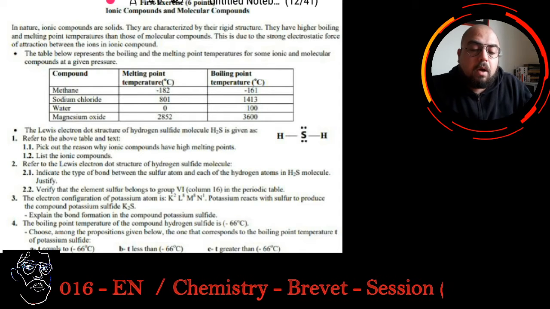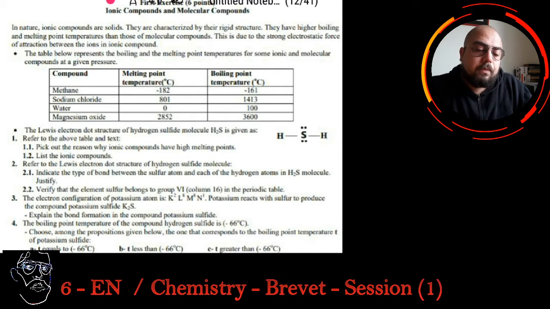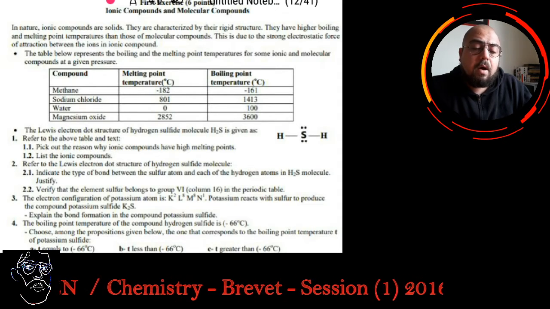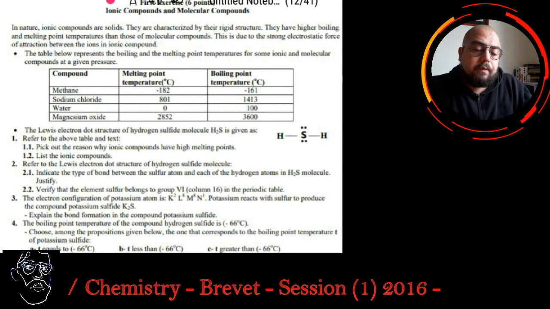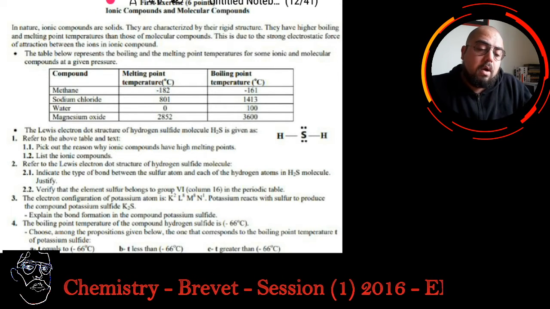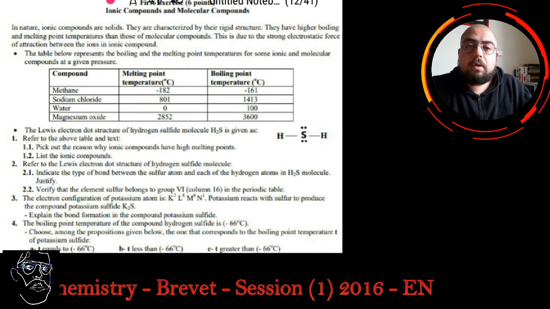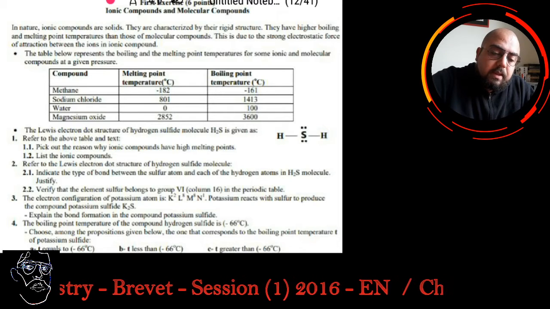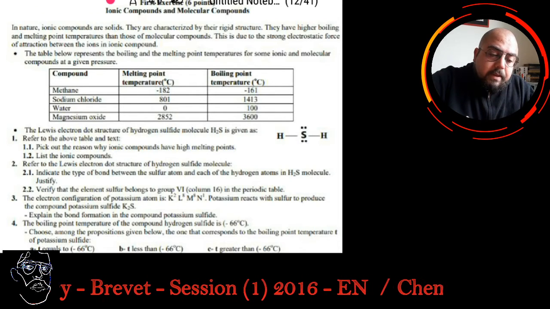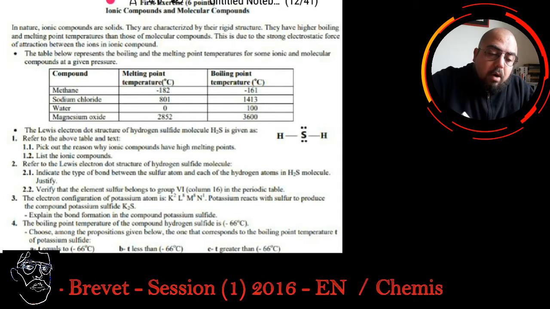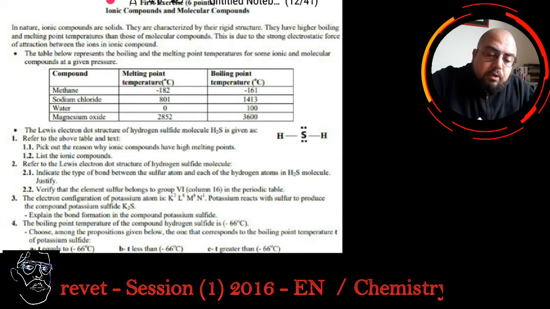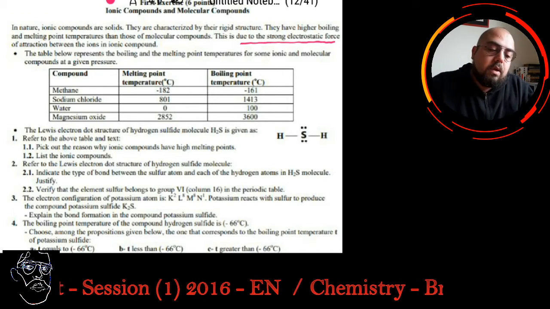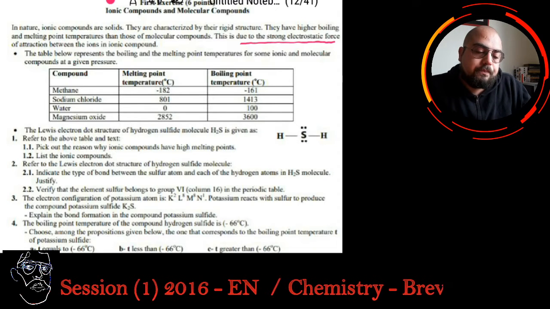So from the table, we can already find out that sodium chloride and magnesium oxide have high melting points of 800 and 2800, and boiling points of 1400 and 3600. And from the text, we can see that this melting temperature and boiling temperature are high because of the strong electrostatic force of attraction between the ions in ionic compounds.